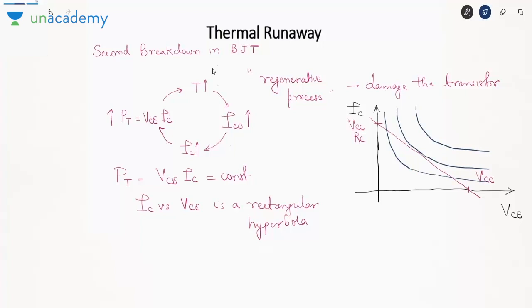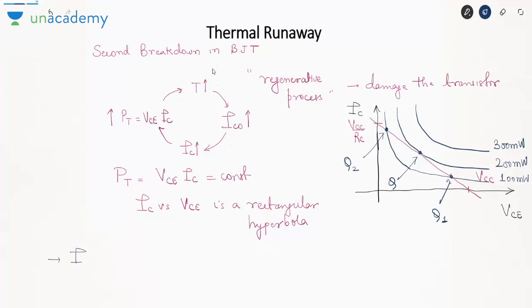Okay, suppose these are three curves: 100 milliwatt, 200 milliwatt, 300 milliwatt. So at different powers, I have drawn the curve IC versus VC. Now see, if we look at the intersection with the load line, there can be three operating points: Q2, Q, and suppose Q1. There are three operating points.